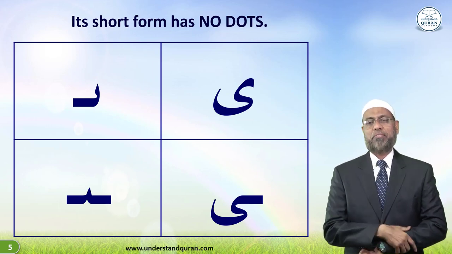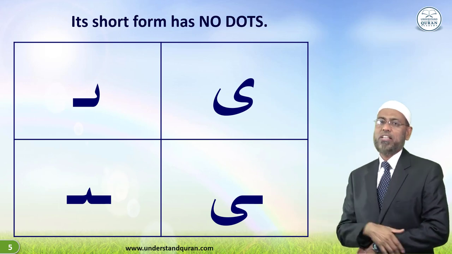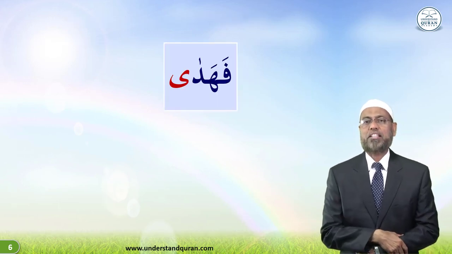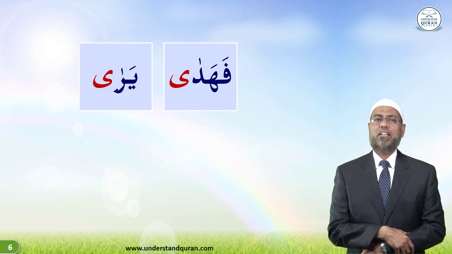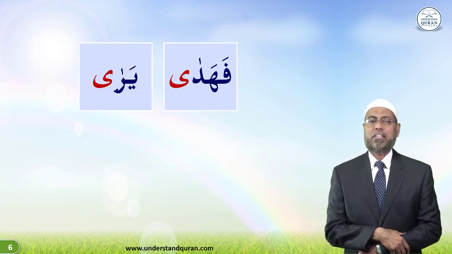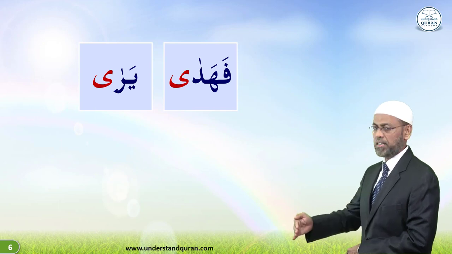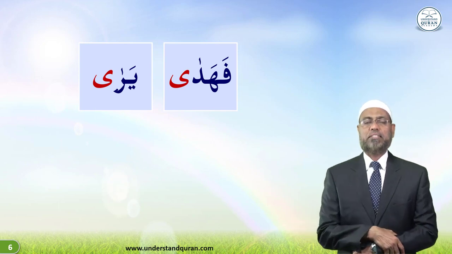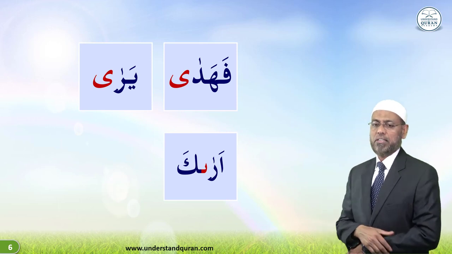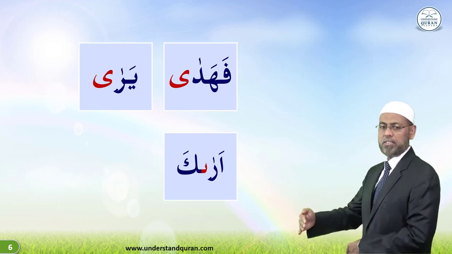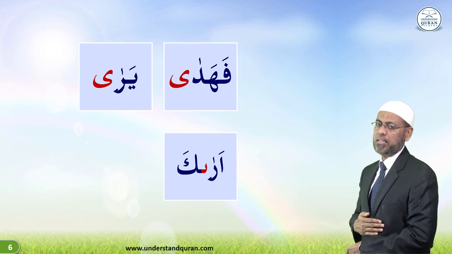Otherwise, two dots are there. Here, there are no dots, as you see in the picture. So, let us take examples. Fahada, fahada, yara, yara, ya is here, ra is thick. Yara, araka, araka, a is here, ra is thick, and then ka is thin.